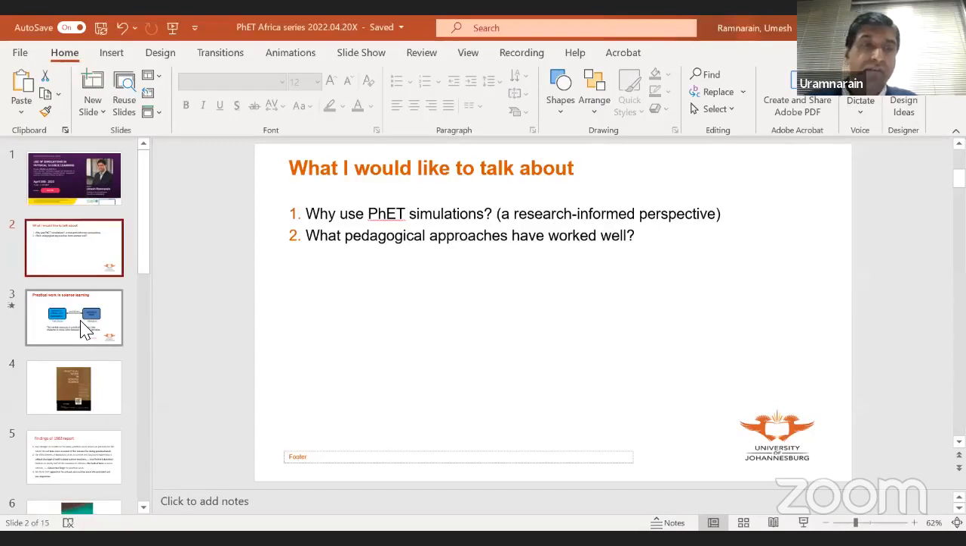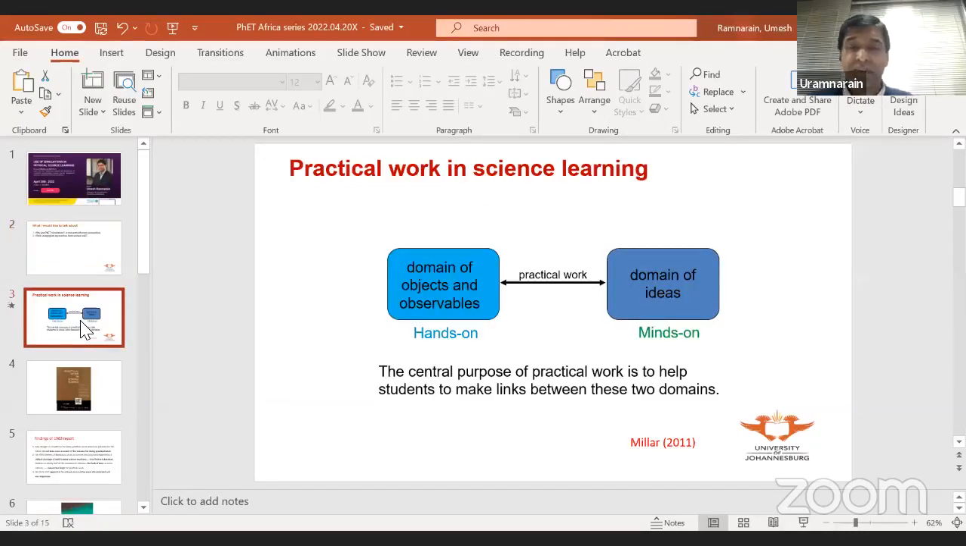The pivotal role of practical work is best depicted in this diagram. Most probably you have come across it maybe in your teacher education. So you can see I have the practical work connecting these two domains. On the left-hand side is the domain of objects, observables. These are things that you find in our physical world. And on the right-hand side is a domain of ideas. And the domain of ideas speaks to how we make sense, how we conceptualize this physical world. And practical work is a link which connects these two domains.